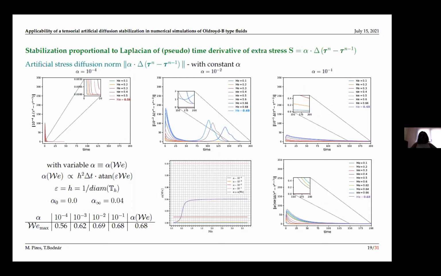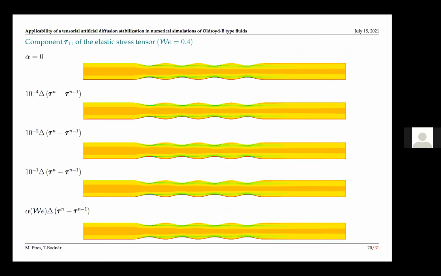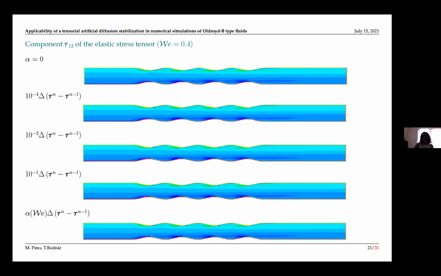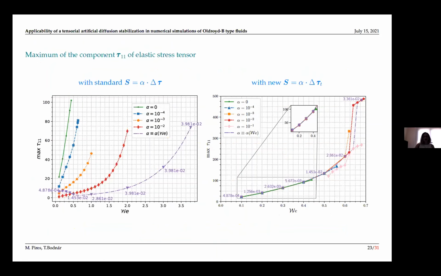So for the term that we propose, we observe that the values when we obtain the convergent solutions are very small, almost zero. So the magnitude of what we add in the extra stress in the constitutive equation is almost insignificant, and this doesn't produce significant change in the solutions, as we can see in the components of the elastic tensor.